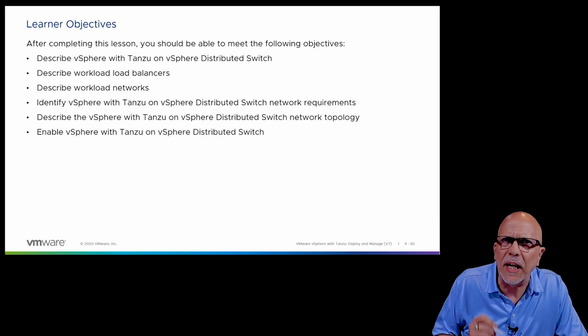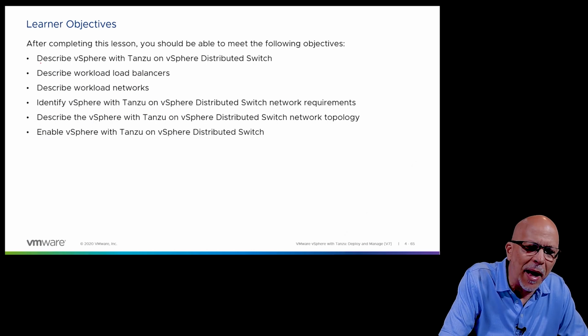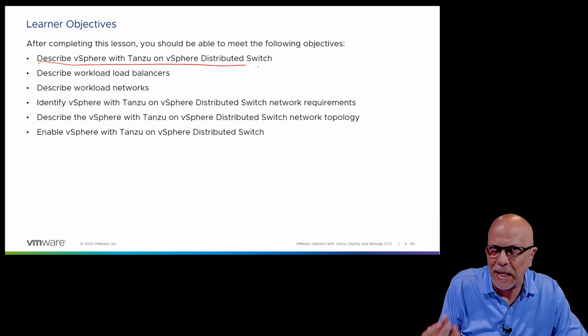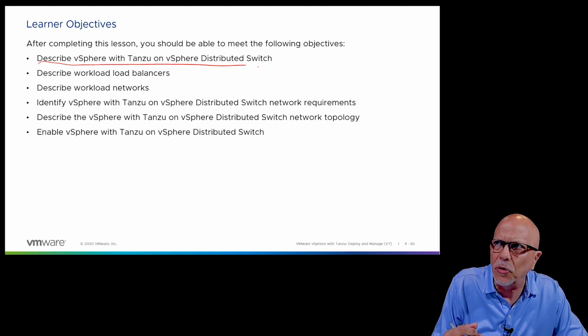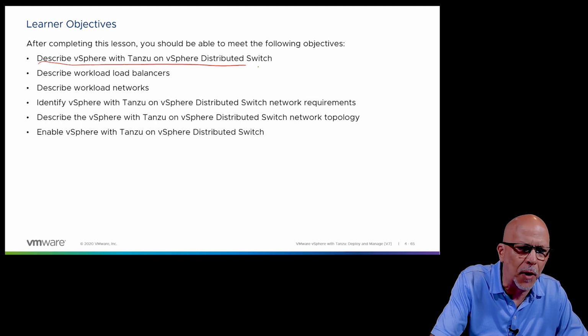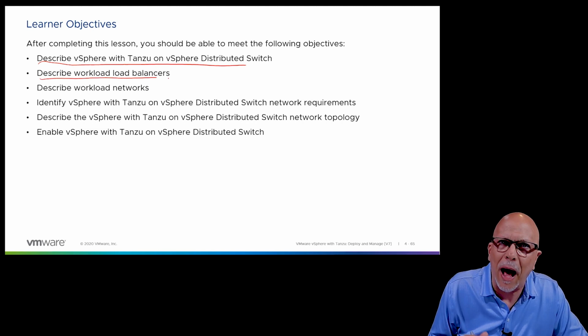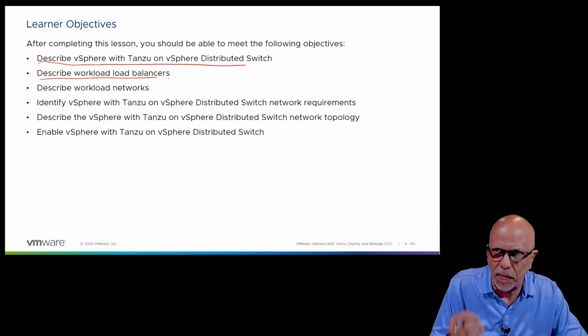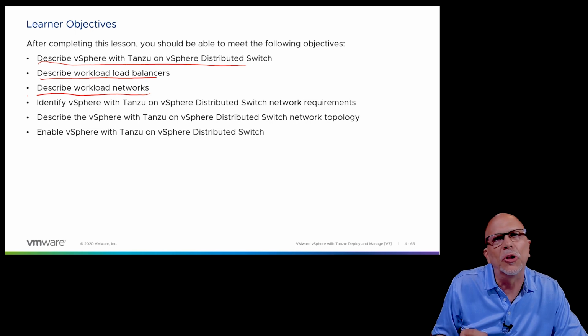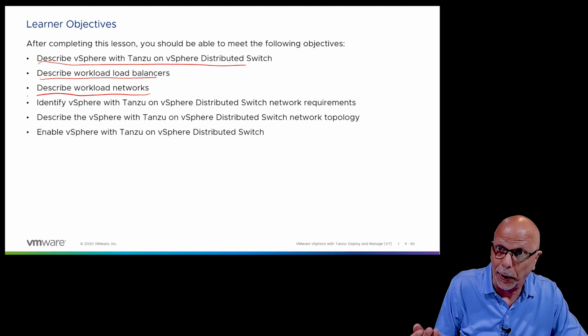What we want to achieve in this lesson is to describe exactly what deploying it on a virtual distributed switch means. What are going to be some of the ramifications that you need to consider? If we're not going to use NSX-T, then we have to have the ability to do load balancing. We're going to describe the load balancers that we would be using in this case. We also are giving up how we normally put each namespace in its own NSX segment, so we're going to need to explore this new construct called workload networks.